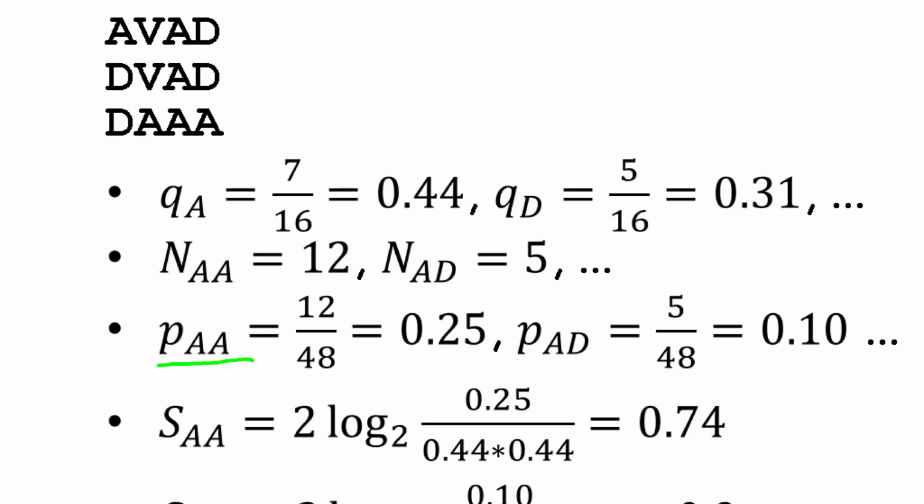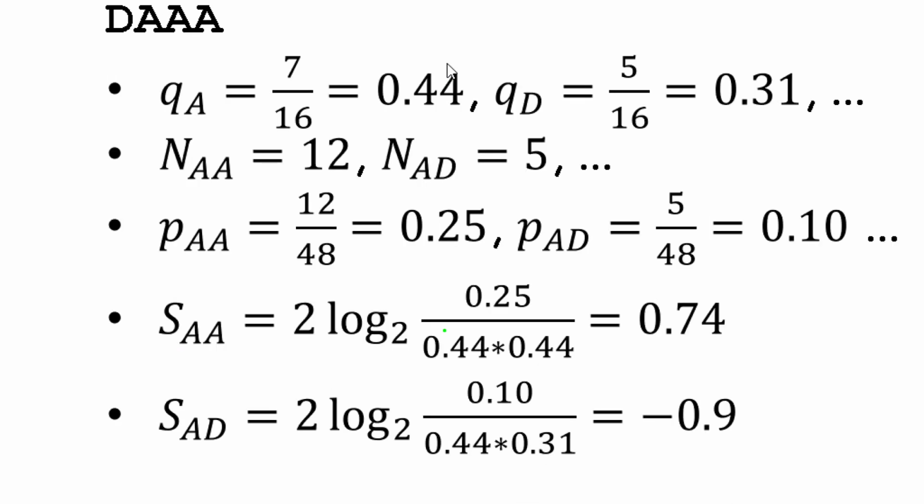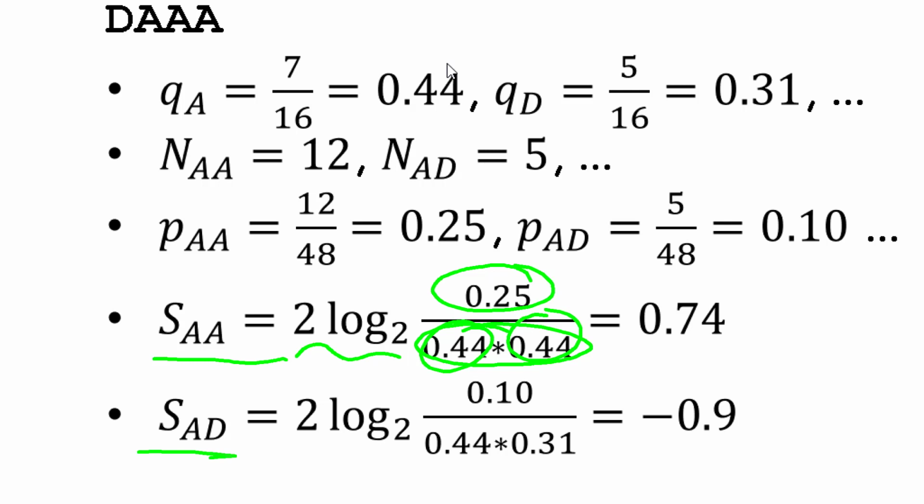To find the frequency of AA, we'll divide the number of times we see AA by the total number of character pairings, which is 48. The log odds score of AA is calculated as 2 times log 2 of PAA divided by the multiplication of background frequencies of A and A. The log odds score of AD is calculated as 2 times log 2 of PAD divided by QA times QD.